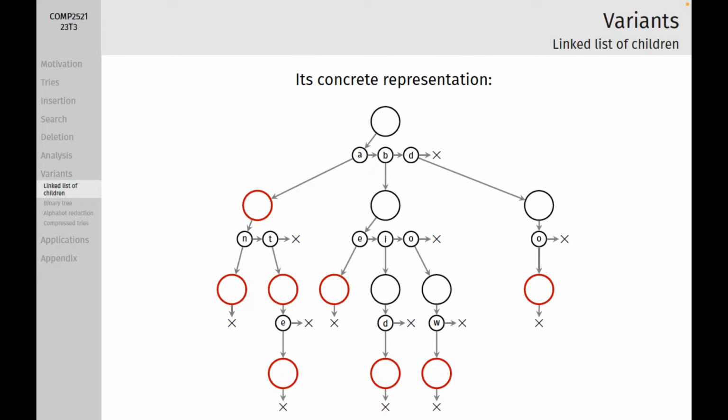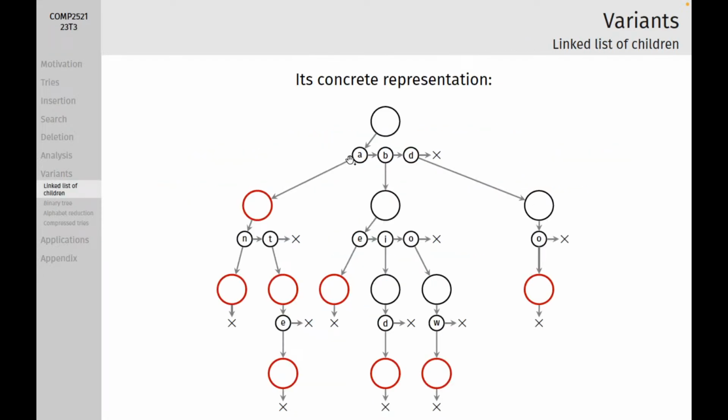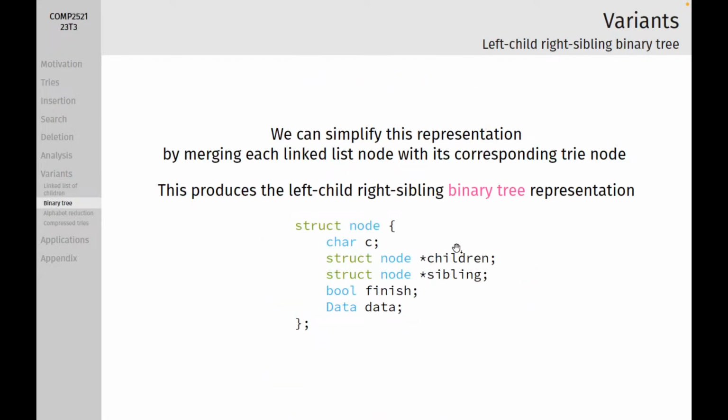This is pretty complex, but what you might notice is that there's some redundancy here, because for each of these linked list nodes, we always have a pointer to a trie node. For example, this node A contains a pointer to this trie node, this node B contains a pointer to a trie node, this D contains a pointer to a trie node, this N contains a pointer to a trie node, and so on. So the question is, why don't we just combine the linked list node and the trie node like this?